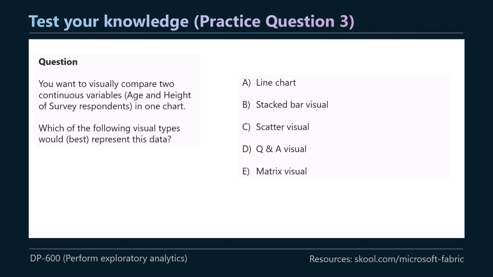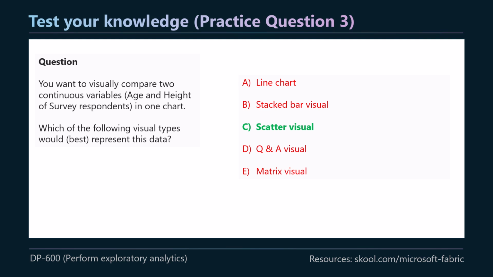Question 3. You want to visually compare 2 continuous variables, age and height of survey respondents, in one chart. Which of the following visual types could best represent this data? Is it A, a line chart, B, a stacked bar visual, C, a scatter visual, D, question and answer visual, or E, a matrix visual? So the answer here is C, the scatter visual.